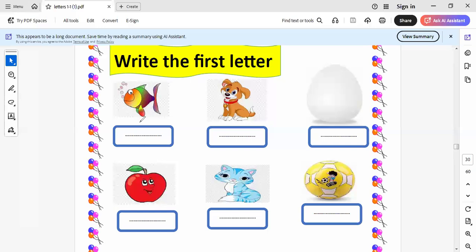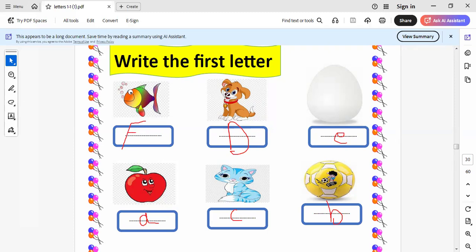Here with the first letter, it will be F. Here is letter D. Here is letter E. It can be written in capital or small, it's correct. Okay. Here is letter B. Here is letter C. Here is letter A. Okay. So here is the first letter of any of these words.